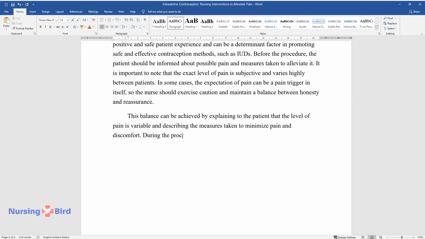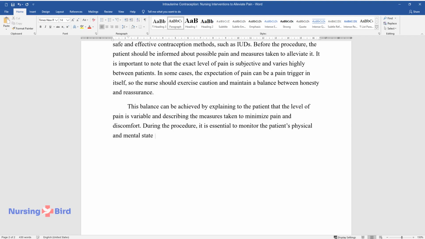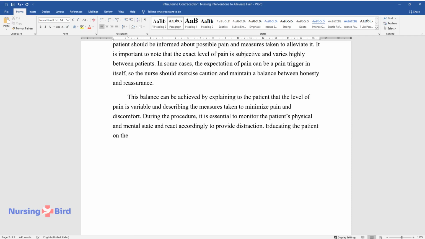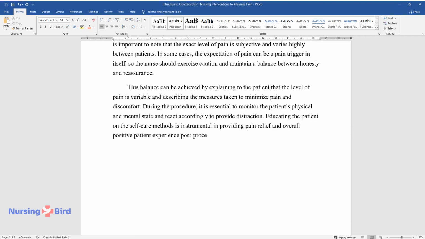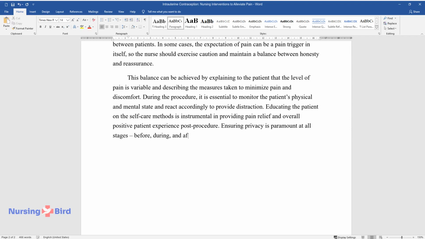During the procedure, it is essential to monitor the patient's physical and mental state and react accordingly to provide distraction. Educating the patient on the self-care methods is instrumental in providing pain relief and overall positive patient experience post-procedure. Ensuring privacy is paramount at all stages, before, during, and after IUD insertion.